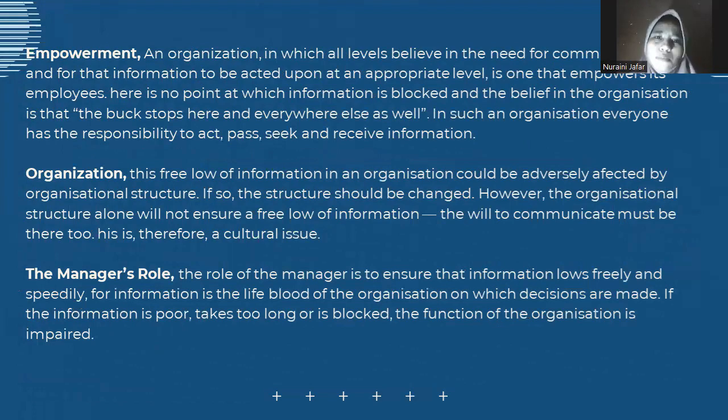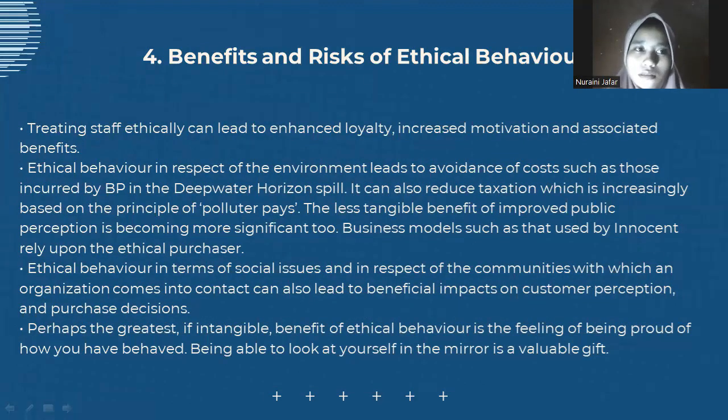What are the benefits and the risks of that? Treating staff ethically will lead to enhanced loyalty, because it's not just about paying your employees a high salary. No, it's also about how you treat them rightly, and it increases motivation and the associated benefits. The second one is ethical behavior with respect to the environment. It could minimize other bad situations, the results of other situations.